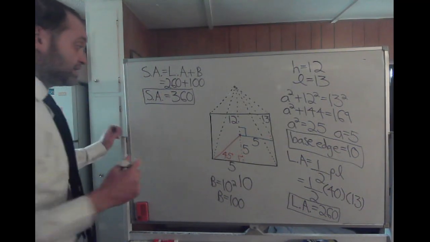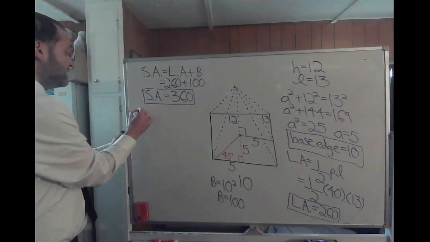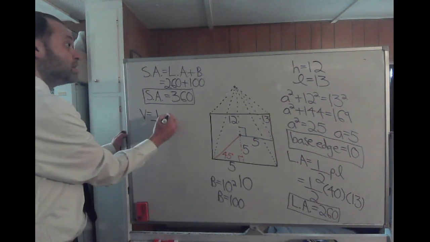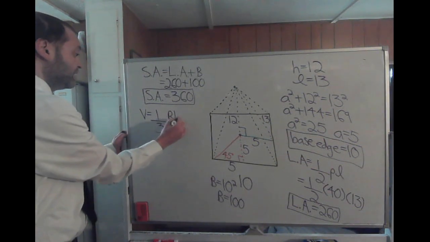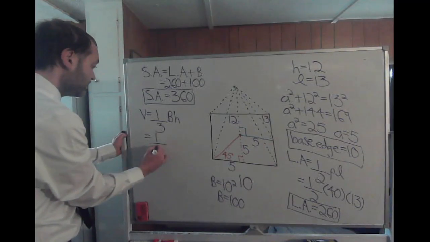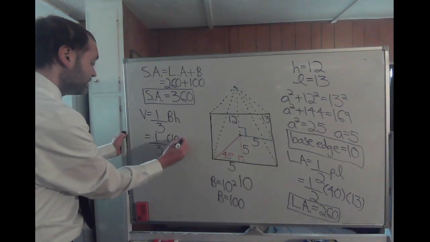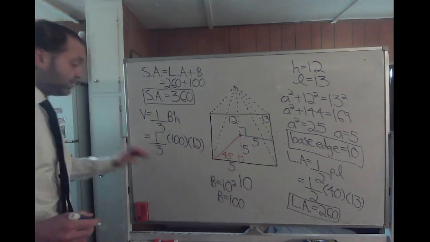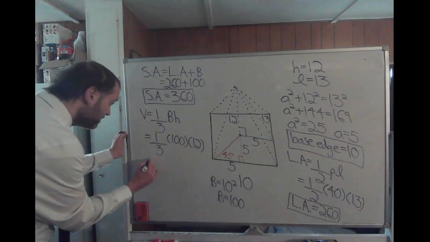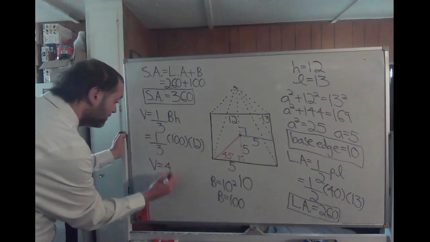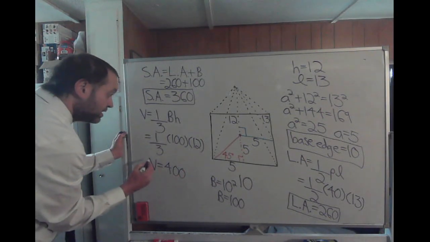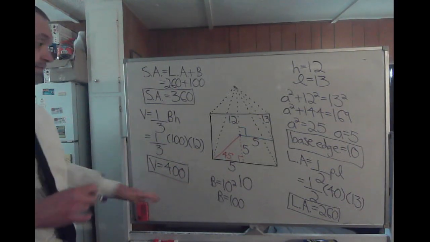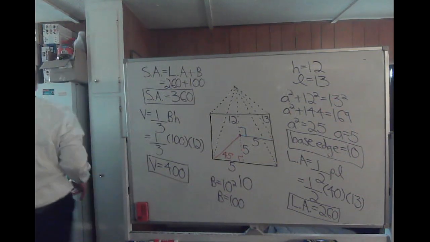Now, last but not least, let's find the volume. The volume, of course, is equal to 1/3 of the area of the base times the height of the pyramid, which would equal 1/3 times 100 times the height of the pyramid, which is 12. Alright, well, 1/3 of 12 is 4, times 100 would give you a total volume of 400 cubic units. So the volume of this pyramid would in fact be 400 cubic units.